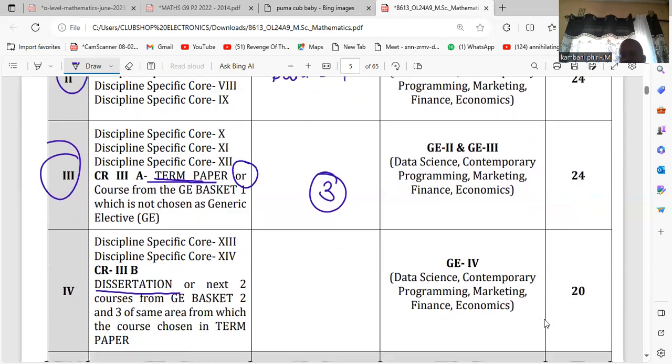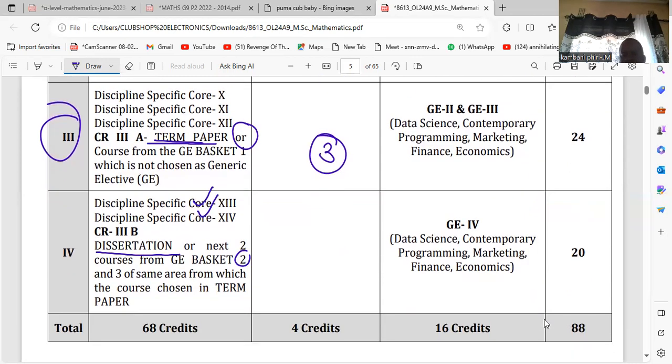Then when you go to the fourth semester, you do 2 core courses, plus the dissertation. But if in the third semester you opted for a course and not the term paper, it means you will not have a dissertation; there will not be a project or research. Instead, you're going to do 2 more courses from data science, because in the third semester you went for data science to replace the term paper. So you will do 2 more courses from data science. That is how that program is structured.